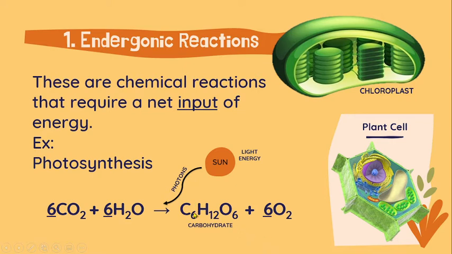We have C6H12O6, which is a carbohydrate, sugar, plus 6 molecules of O2 or oxygen. So you see here in our example, we needed an input of energy for it to happen. So that is light energy. Therefore, this is an example of an endergonic reaction.